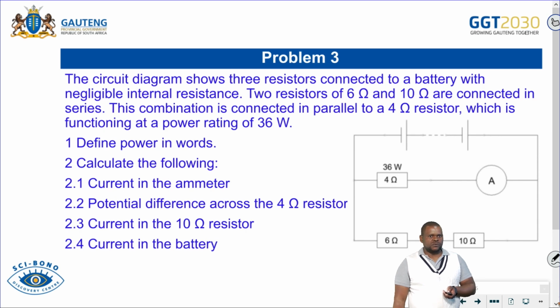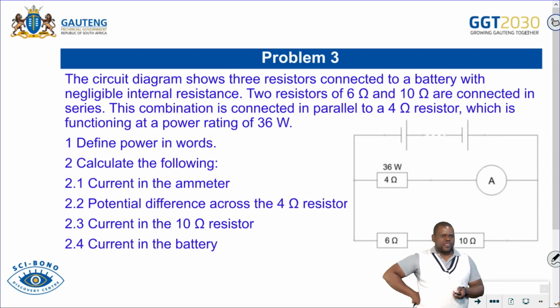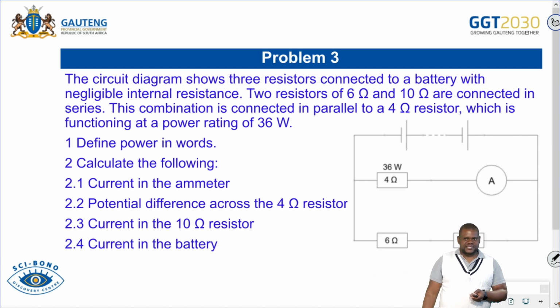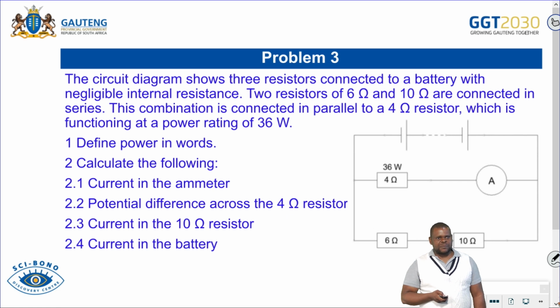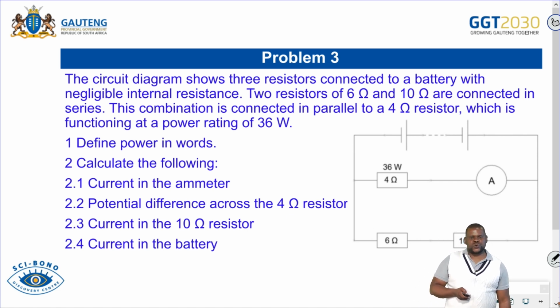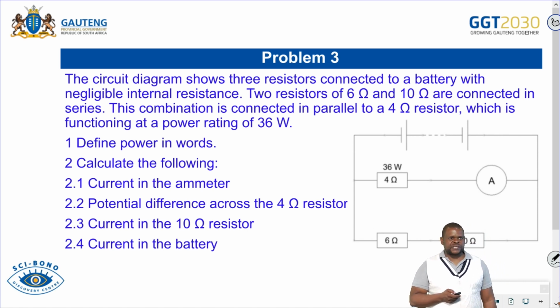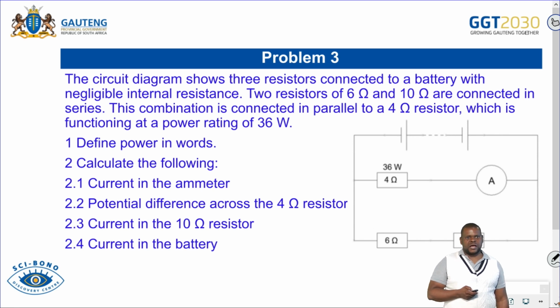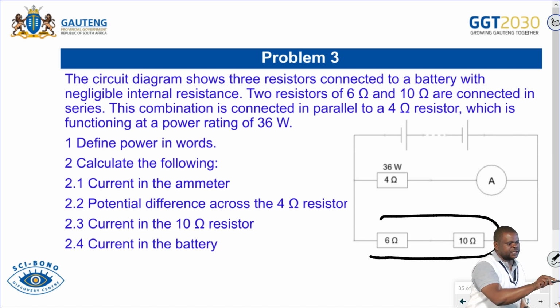Yes. Now, the third problem. Please, grade 11s, take a snapshot of these problems, as we will be jumping from one slide to another. It says here, the circuit diagram shows three resistors connected to a battery with a negligible internal resistor. That means we ignore the internal resistor, grade 11s. Two resistors of 6 ohm and 10 ohm are connected in series. Can you see them? These are the two connected in series.